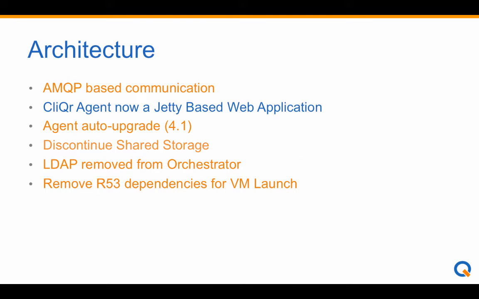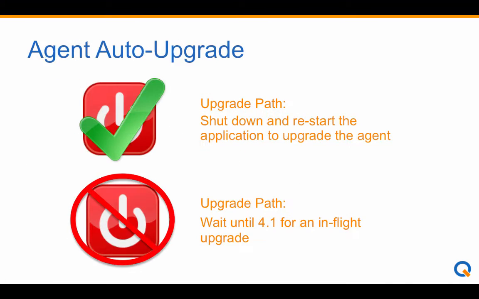The CliQr agent that's installed on every CliQr managed virtual machine will be updated in this release to no longer be a Java process, but instead it'll move to be a web application running in a Jetty container. Due to the codebase changing, the agent will need to be updated in all deployed applications in order to continue working properly. To update the agent, you'll have two options.